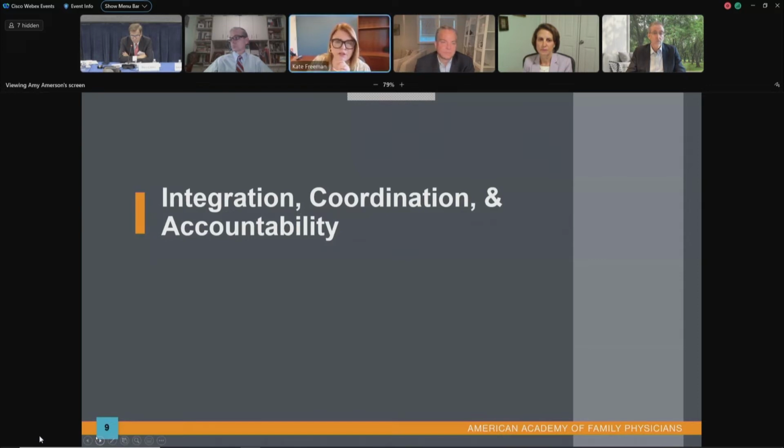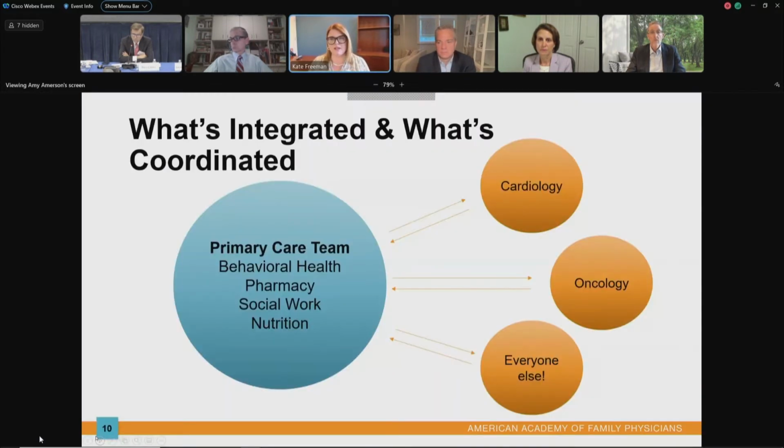So next I wanted to focus on integration, coordination, and accountability. And this gets to the conversation that we've been having today. There's a distinction between specialties that should be integrated within primary care, such as behavioral health, pharmacy, social work, and nutrition, as opposed to those that are being coordinated with primary care. And that's not to say that models like cardiology and oncology couldn't or shouldn't be nested into these total cost of care models. But the incentives need to be appropriately structured to reflect the types of relationships, responsibilities, and accountabilities that are within those relationships. Next slide.